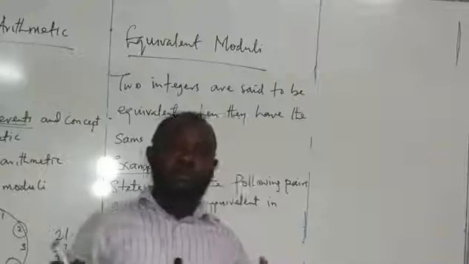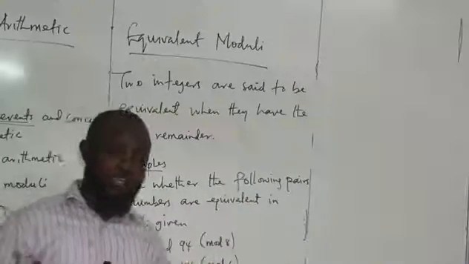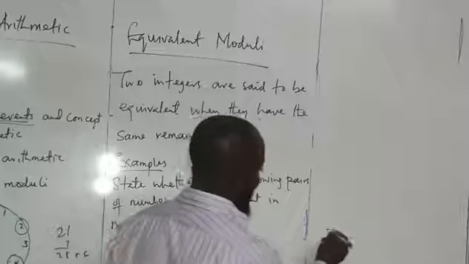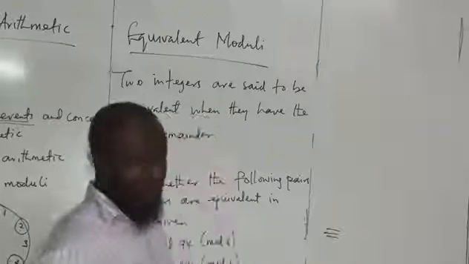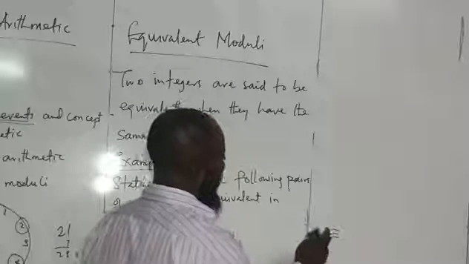Alright, so here we want to consider equivalent modular. When we talk about equivalent, I made mention of something. I said that this symbol means equivalent to. So what we are saying is that two integers will be equivalent.